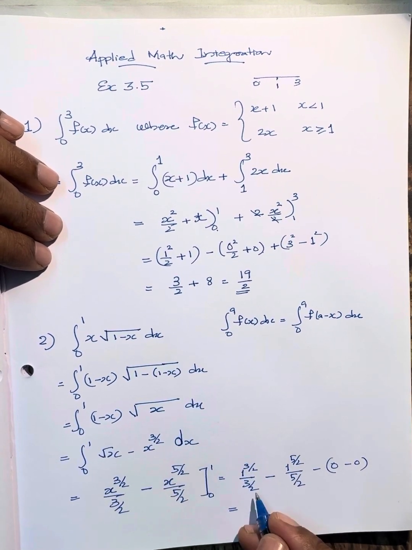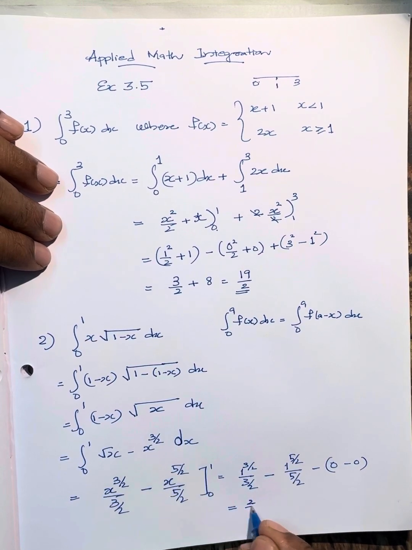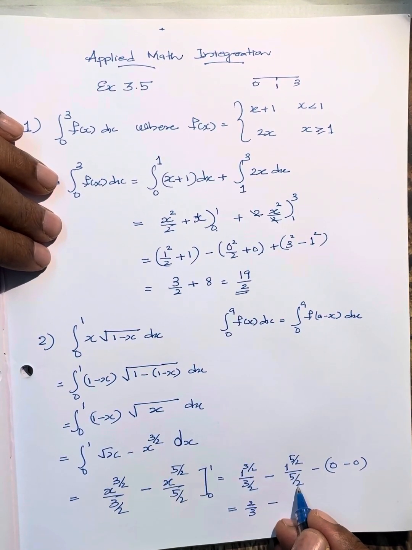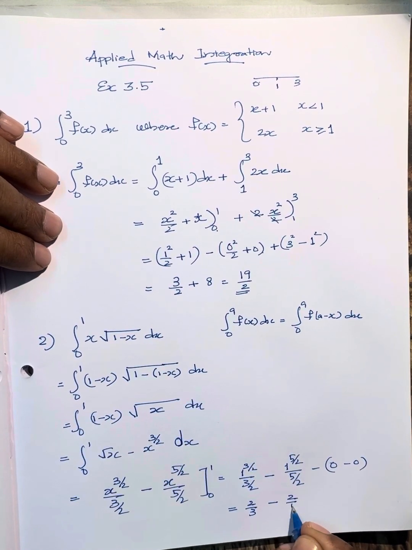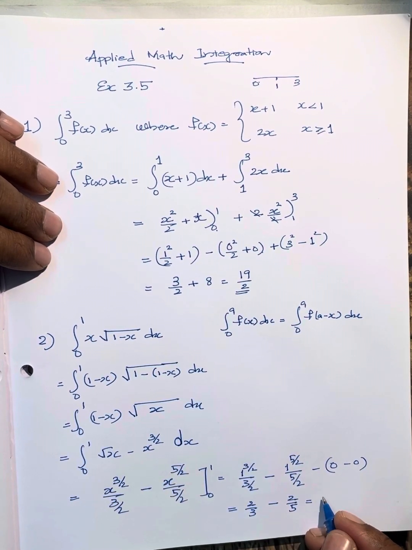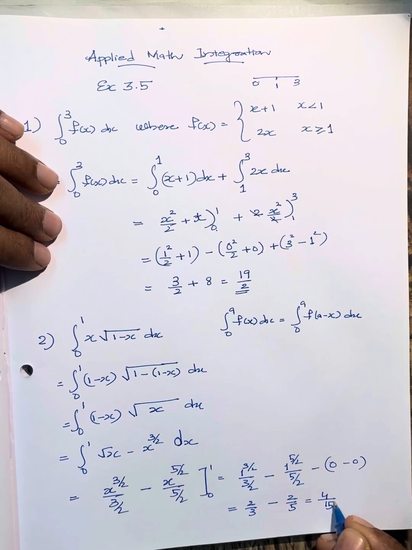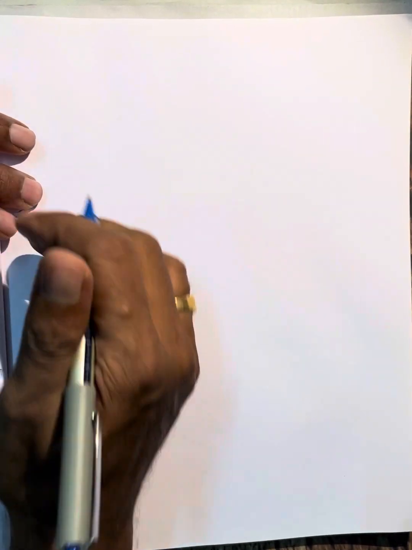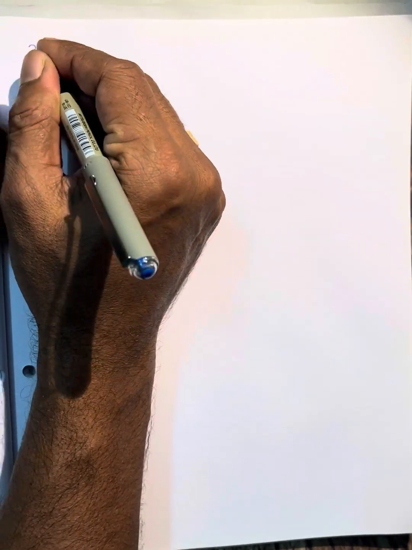1 to any power is 1 only, then 1 by 3 by 2 is nothing but 2 by 3 minus 1 power 5 by 2 is 1, 1 by 5 by 2 will become 2 by 5. So if you work out this one, you can say 10 minus 6, that is 4 by 15. That is second question. Okay, now let us look at the next question. Question number 3.